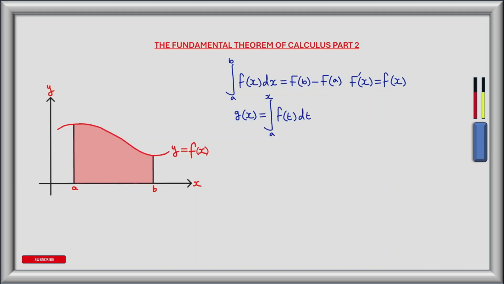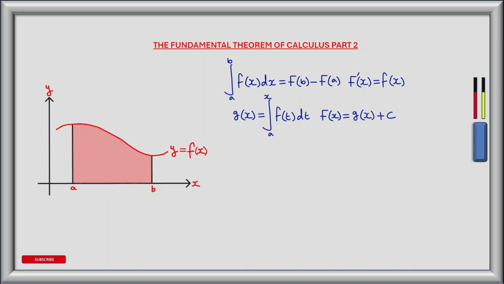To prove this, let's define function g(x) to be the integral from a to x of function f(t) dt. Function g(x) is therefore an antiderivative of f. We also know that many antiderivatives exist for a function. So let's say we have another function, capital F(x), which equals g(x) plus c.